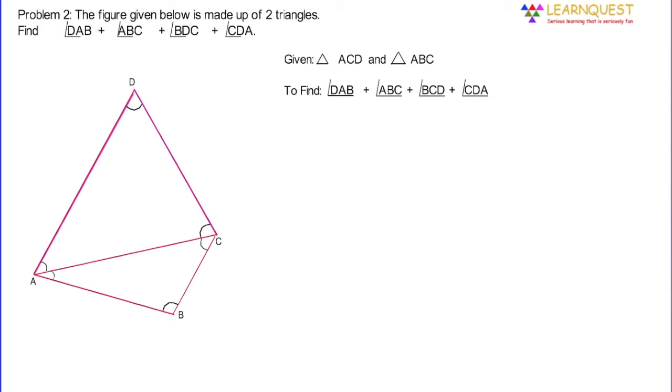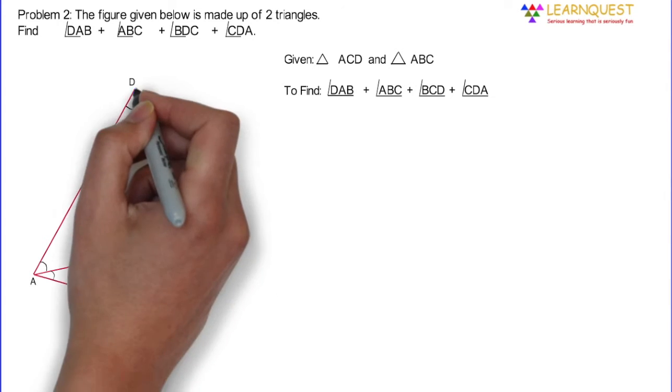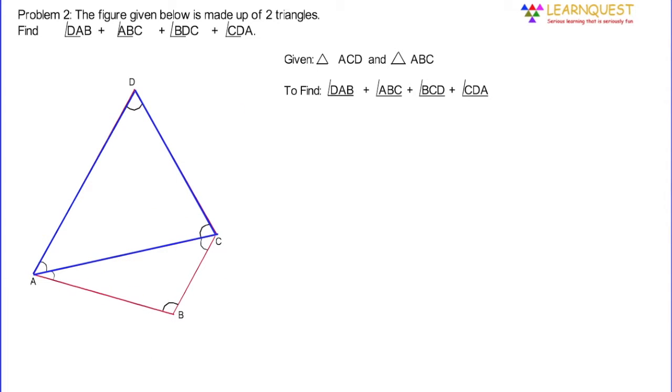Now we know that these angles are a part of the two triangles, and since we are interested in the sum of the angles, we know about the angle sum property of a triangle. So let us begin by first considering the triangle ACD. Now in this triangle we know that the sum of all the angles is equal to 180. So let us start by making a note of this.